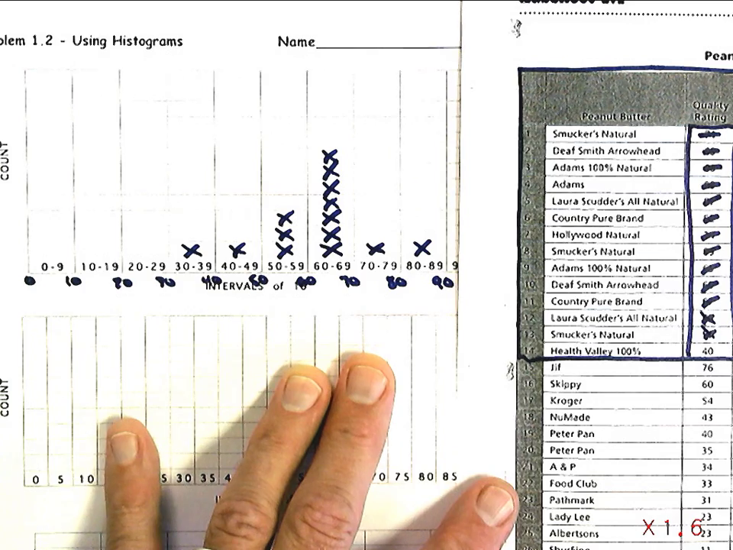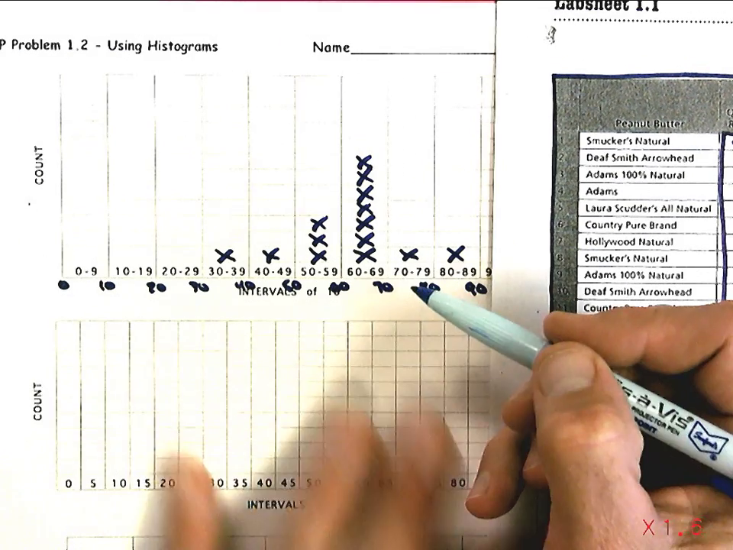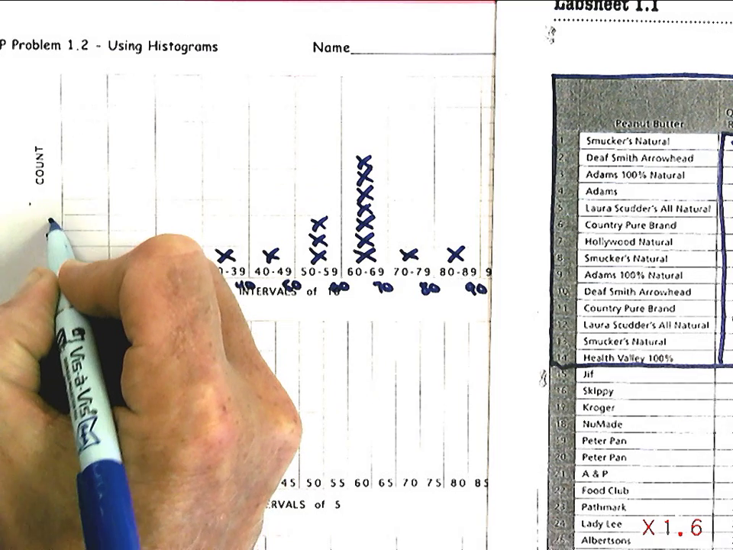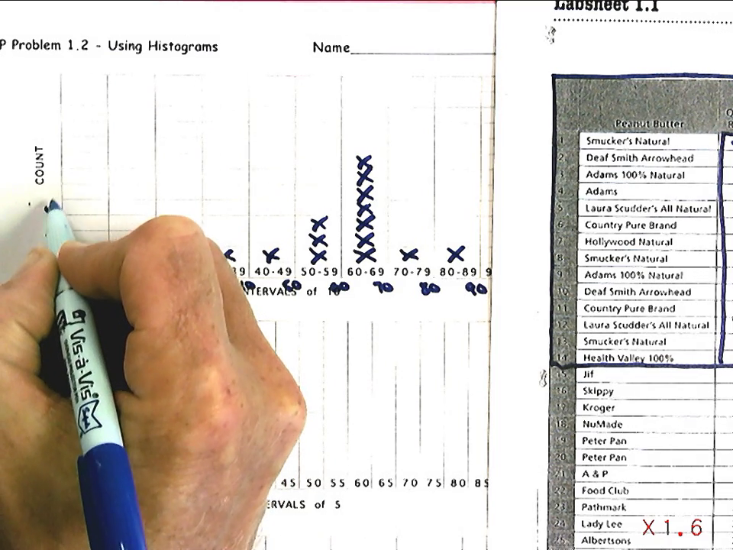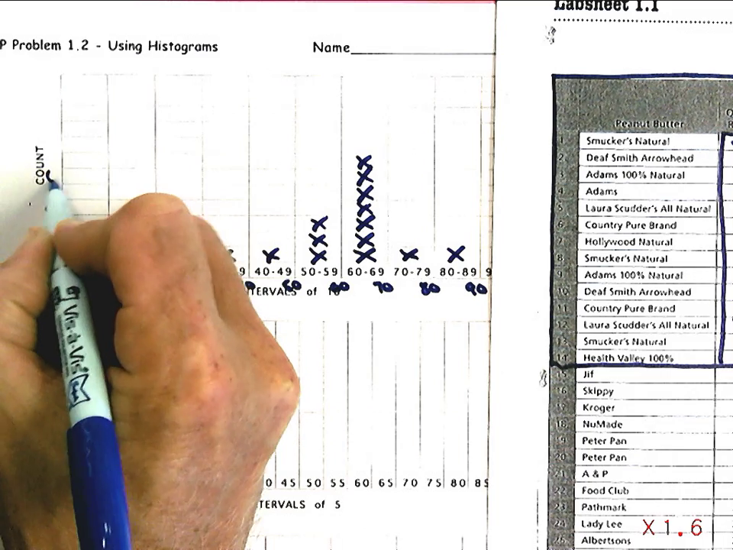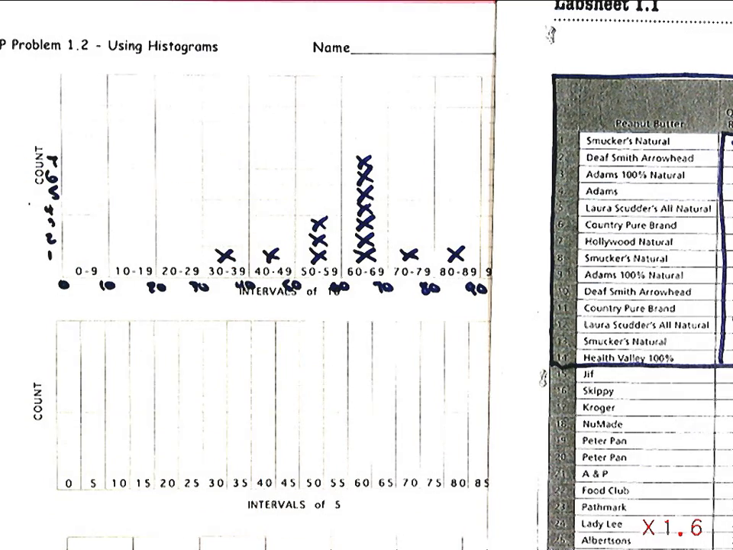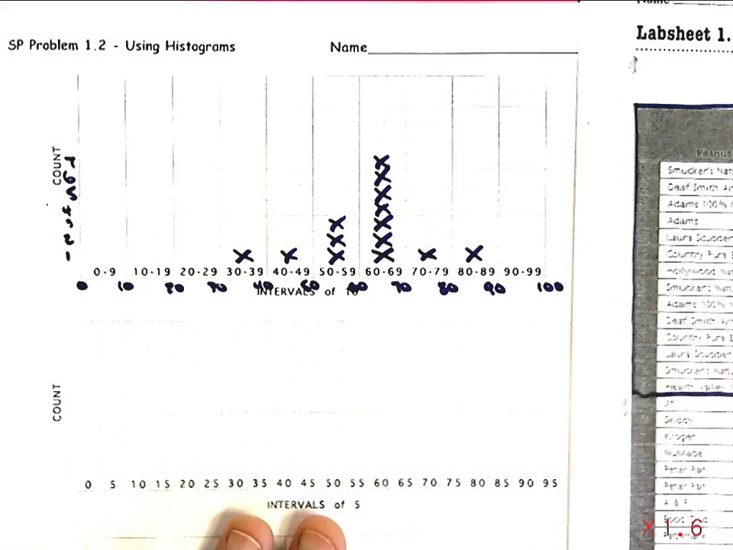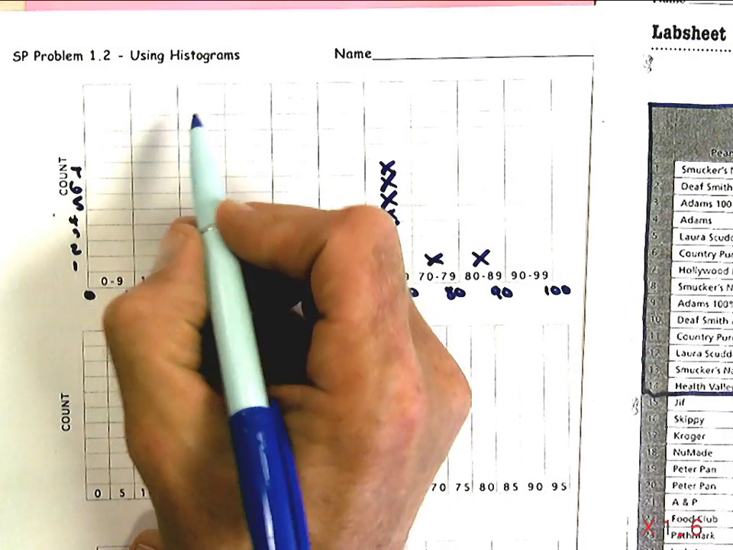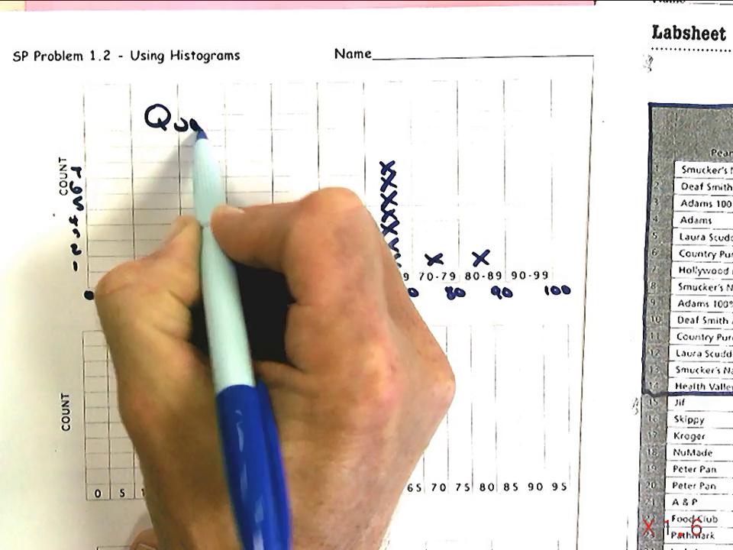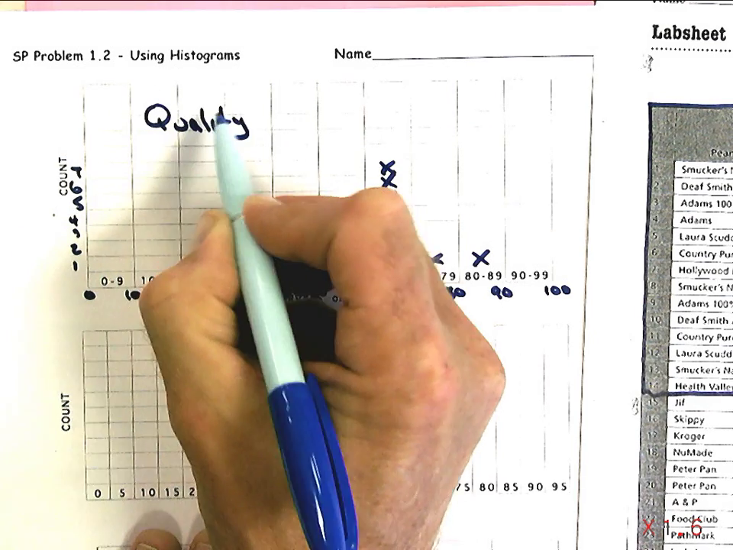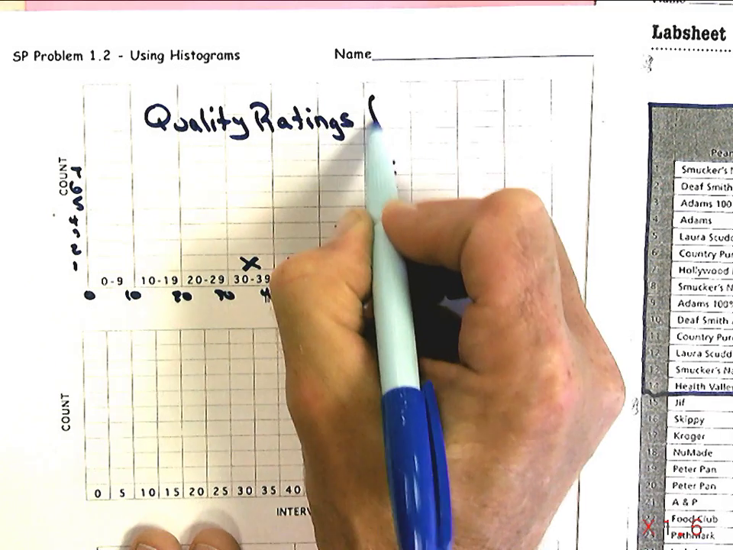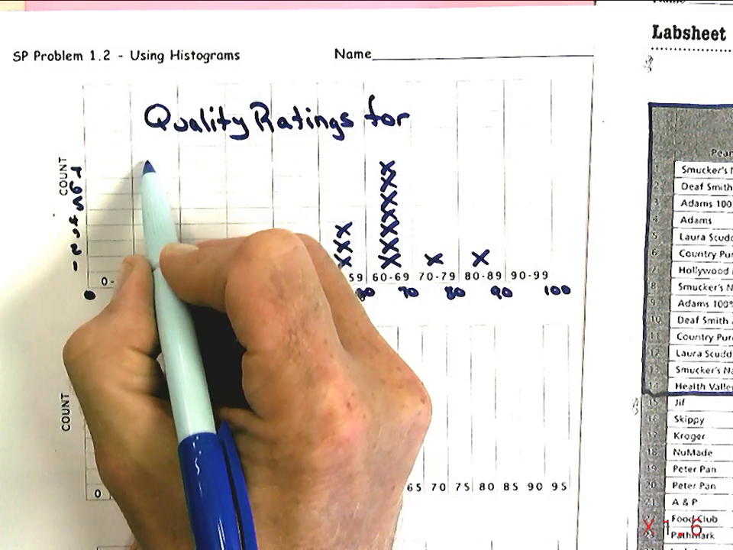And so now what I have, and my count on the side, if I want to keep track, so there's 1, 2, 3, 4, 5, 6, 7 is my highest one. And so now what I have is a histogram, and these are the quality ratings for natural peanut butter.